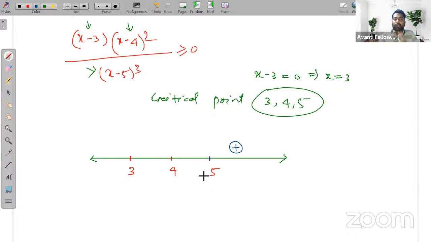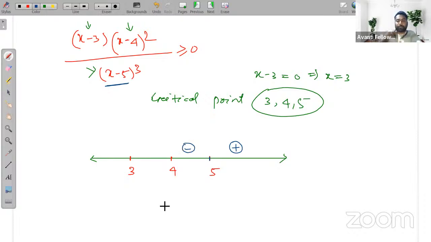So what is the corresponding factor of 5? That is x minus 5. What is the power of x minus 5? That is 3, and 3 is an odd power. If it is an odd power, then change the sign. If it is positive, then we'll give it negative. Okay, got it? Is it clear, guys?